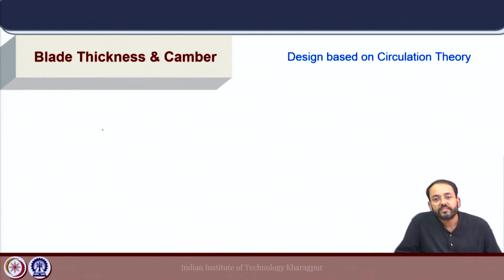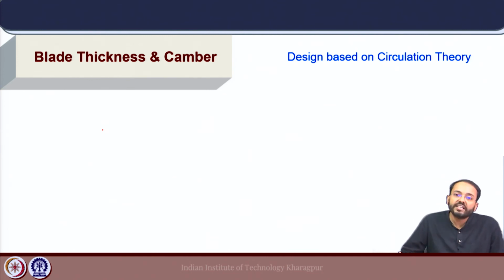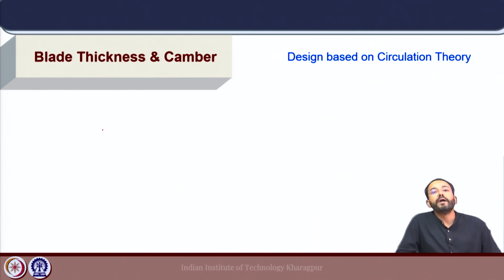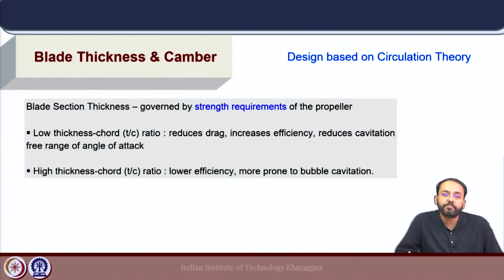The other parameters for the propeller blade geometry like blade thickness and camber also influence the design, and here also it must be mentioned that only while using circulation theory based design can the parameters be chosen by the designer. When a methodical series design approach is used, these are also defined by the series. Now, the blade section thickness is mainly governed by the strength requirement, where the strength calculation is done and the maximum stress generated is compared with the allowable stress for the propeller blade material.